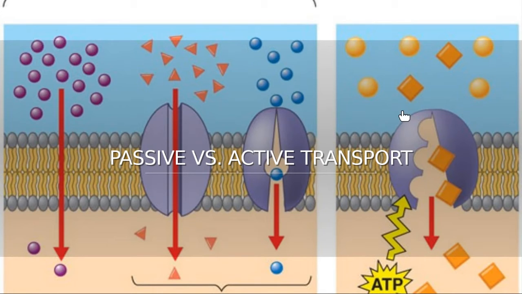Now, what about active transport? So what's the difference? Do I need ATP in active transport? Right, I do. And why do I need ATP? What makes it different from passive? Right, so we're going against the concentration gradient. So we're typically going from an area of low concentration to an area of high concentration. And that's what we're seeing right here.